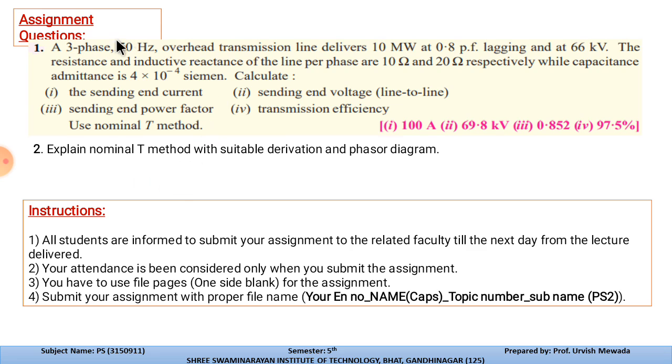So after this lecture, you have this assignment question. These are only the assignment questions, the examples related to the topic. So please note it down. The assignment question is: explain nominal T method with suitable derivation and phasor diagram. You can take a snap of this slide to write this assignment later on.